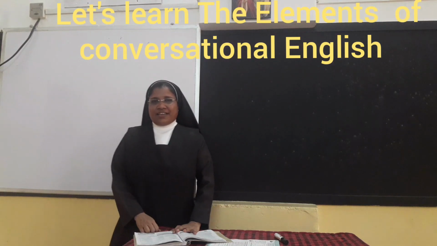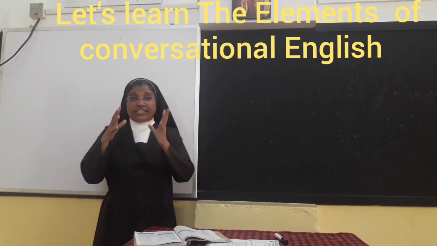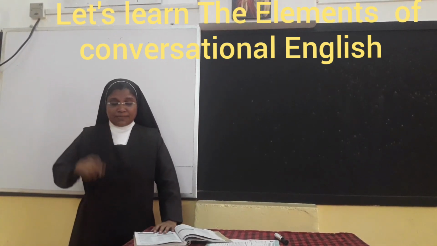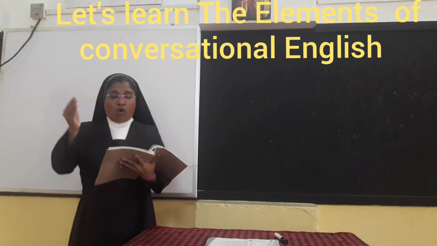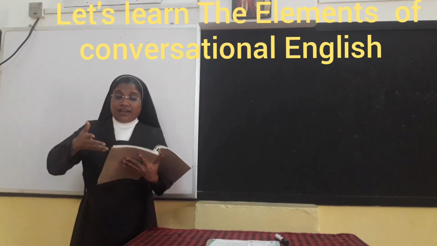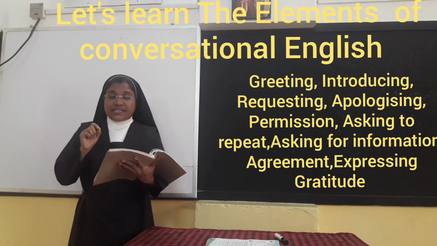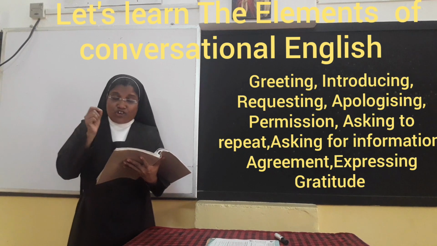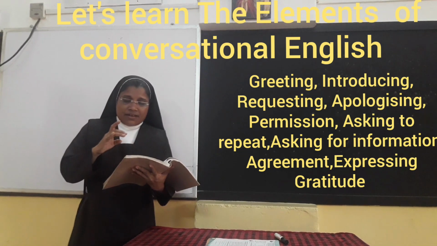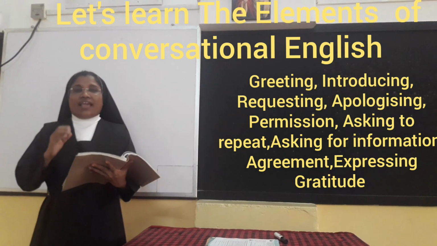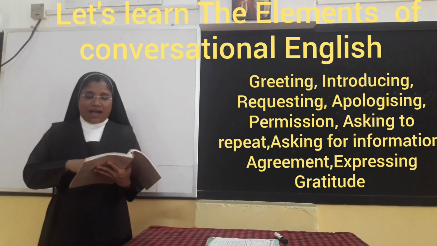Dear ones, in the conversational part, you have already learned how to have a telephonic conversation with another person. Now, to have that conversational part, we need to learn a little more: greeting, introducing, requesting, apologizing, asking permission, asking to repeat, asking for information, agreement, expressing gratitude. These 9 parts have to be there while we are having the conversation. So now we shall come to the greeting part.